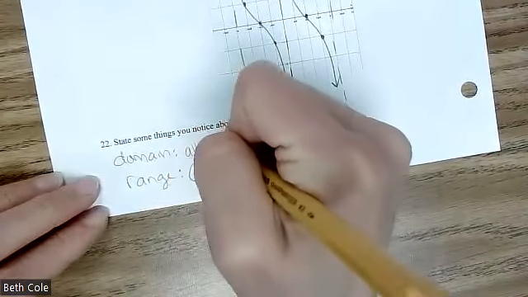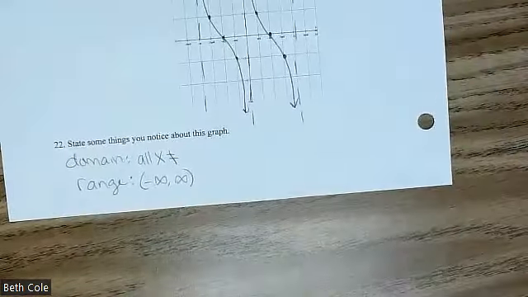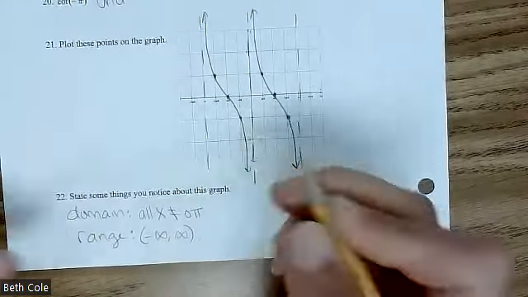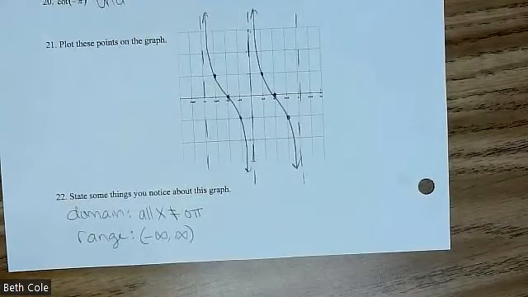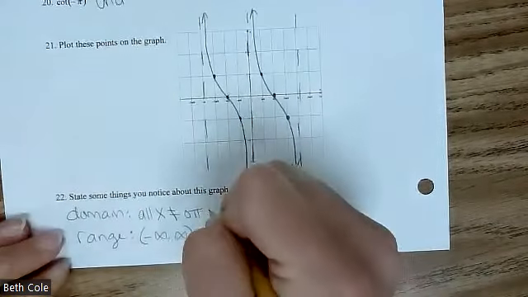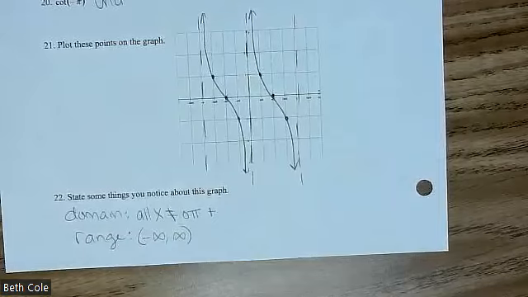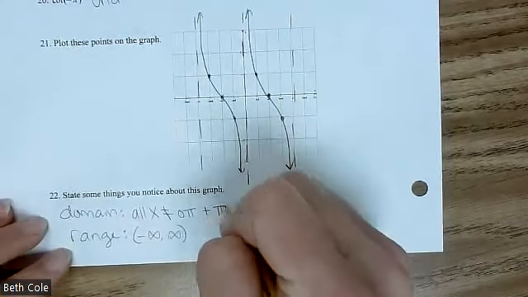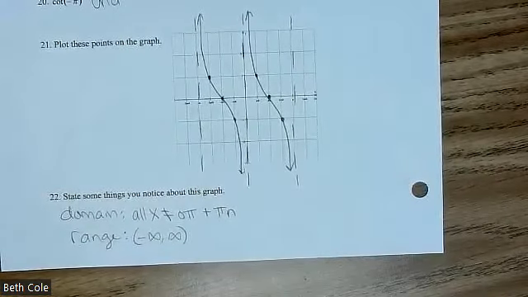So it'll be all x except, now where's the first asymptote on this one? Yeah, 0 pi. It's nice when it's 0. It's always nice when stuff's 0. Plus, however often they're happening. So you have one at negative pi, 0, positive pi. So again, it's every pi they're happening. So plus pi n.